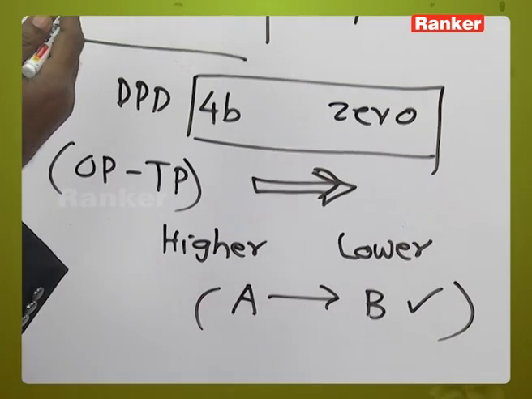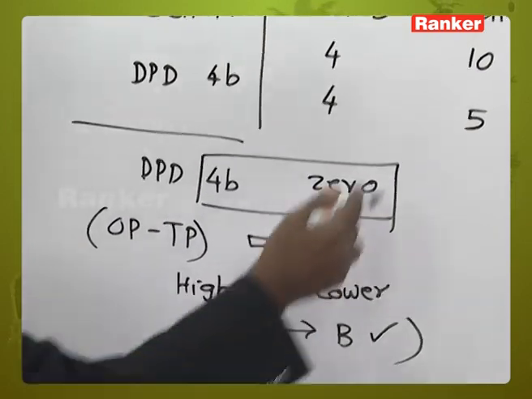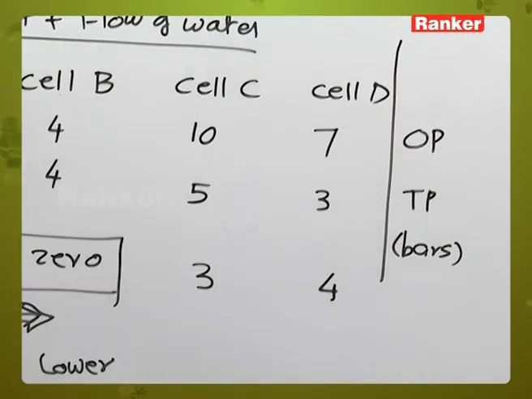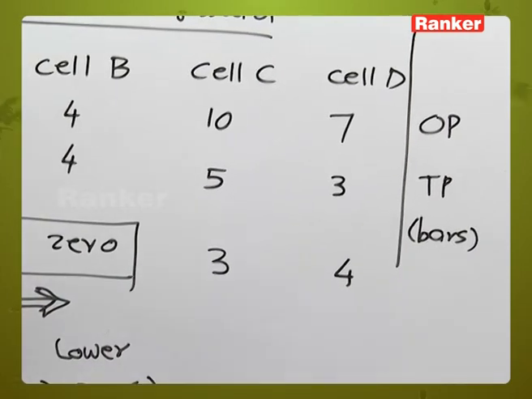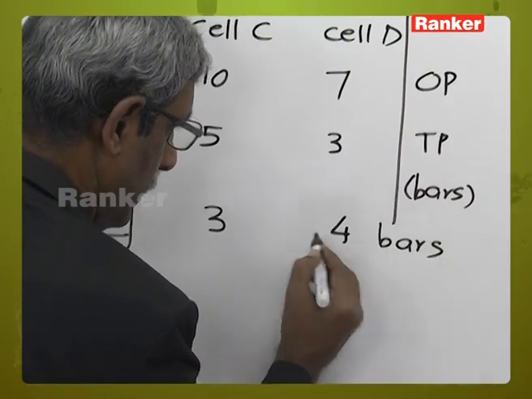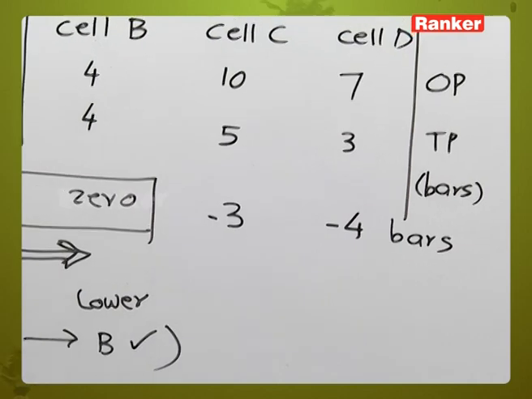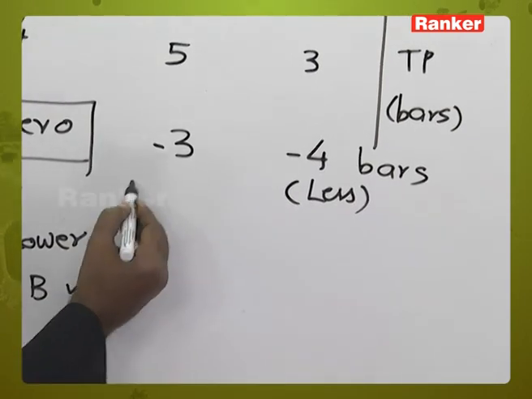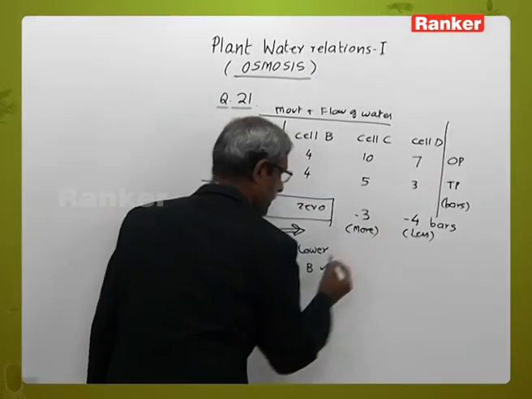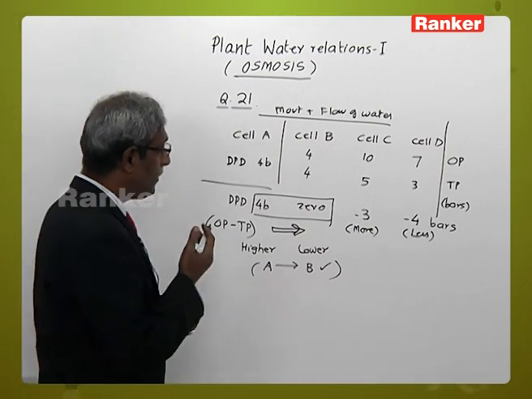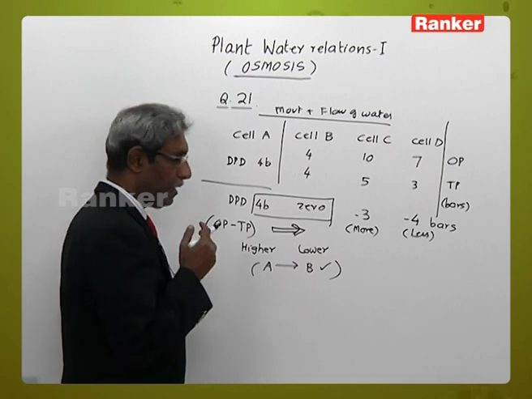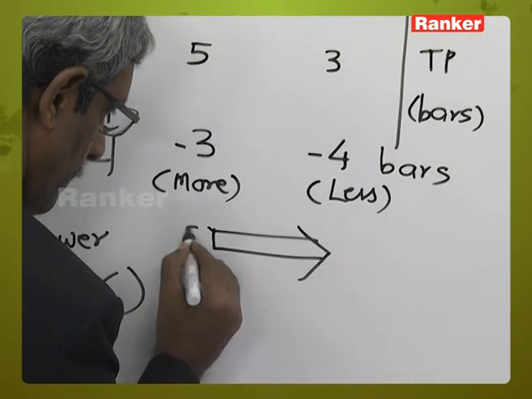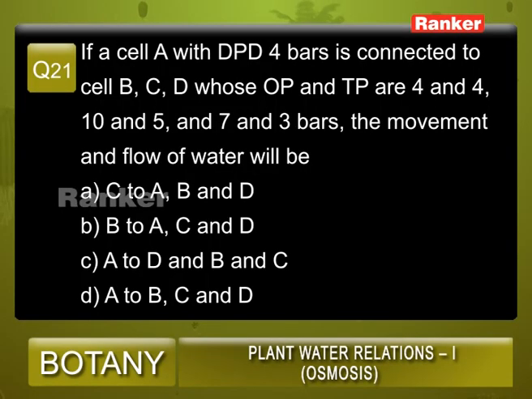Then again, depending upon cell C and cell D, in this case the DPD is 3, and in this case the DPD is 4. However, when we take into consideration the values in bars, this is a negative value and this is a negative value. Now, minus 4 bars is a lesser value, minus 3 bars is a greater value. Thereby, whenever we take the flow of water, in this case also it is from C to D. Hence, the correct answer is choice B.